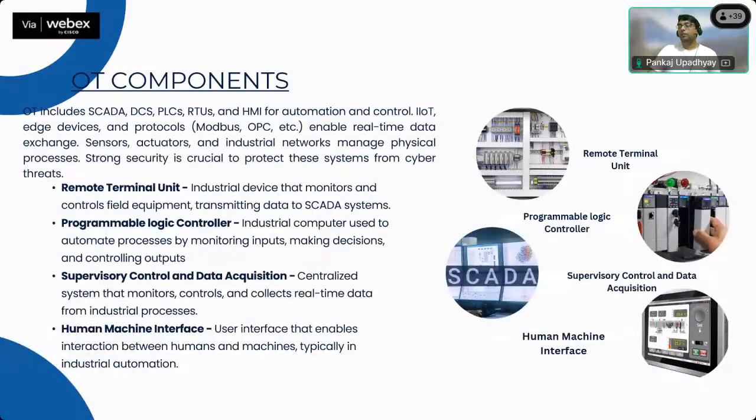Okay. We do have HMI as well, and the most important component is the user. HMI is a user interface that enables interaction between human and machine, which we use in industrial automation.